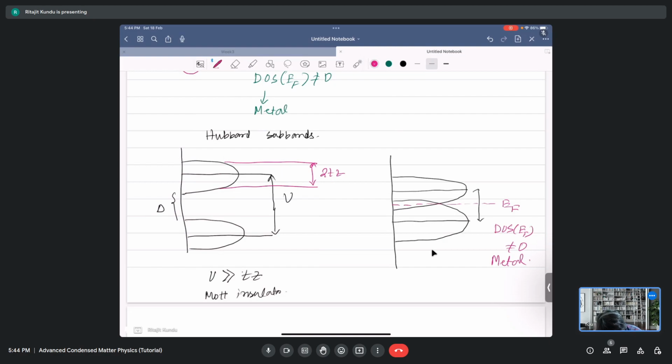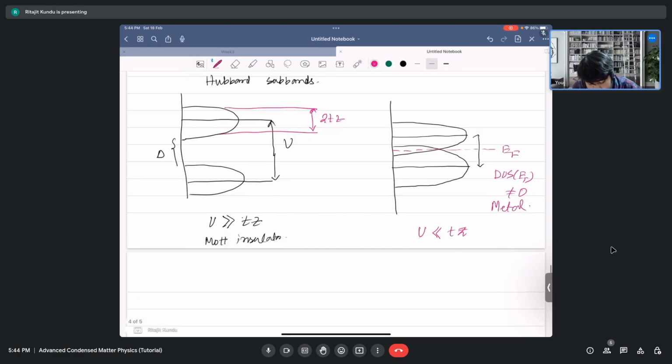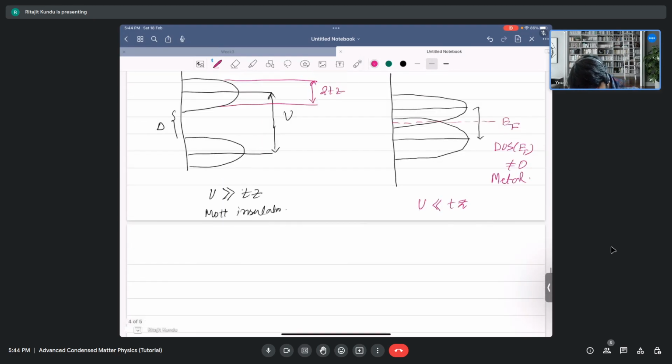So the interaction scale here is given by U being of the order of T times Z. So when these two scales are the same, you will get a metal, or let me write it like this: U is smaller than Tz. Then the two Hubbard subbands will overlap, and you will get a metal.